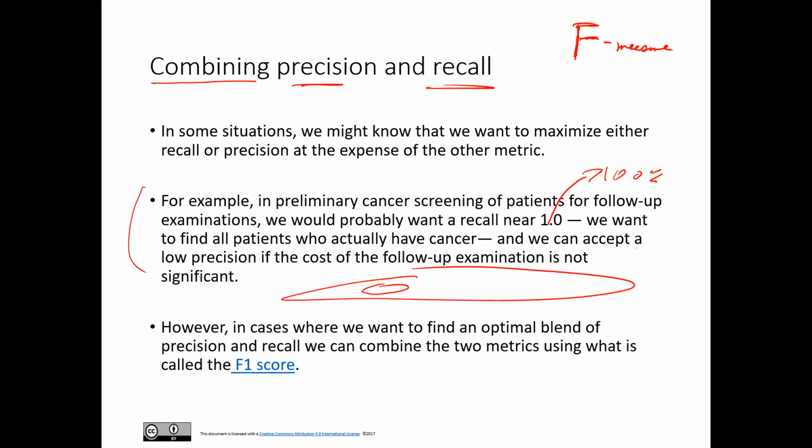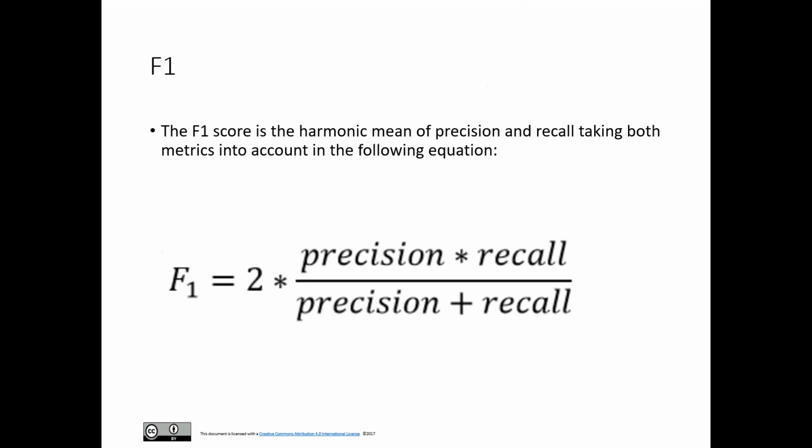But in some other situations, the resources just wouldn't allow for that, right? So that's why people have to come up with all these other tricks. However, in cases where we want to find an optimal blend of precision and recall, we can combine the 2 metrics using what is called the F1 score, okay? And that's the next metric, which I always think for supervised learning is one of the most important ones.